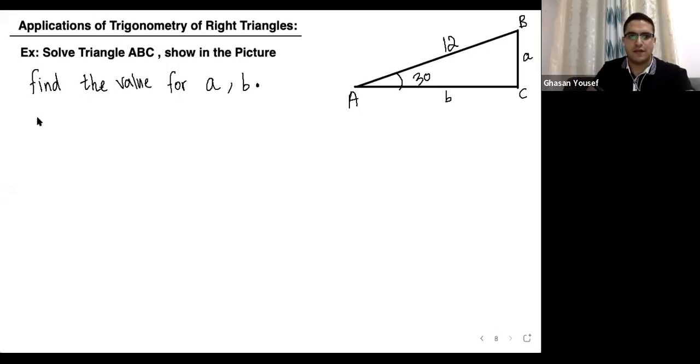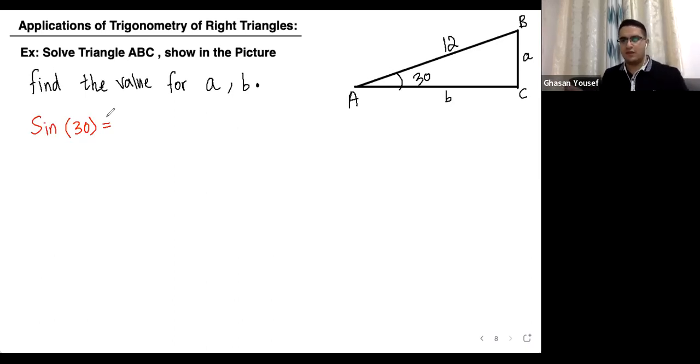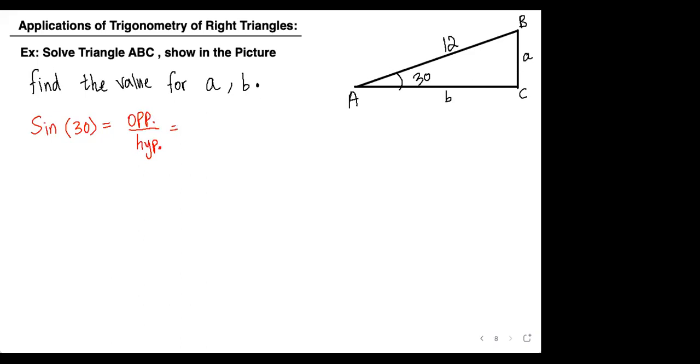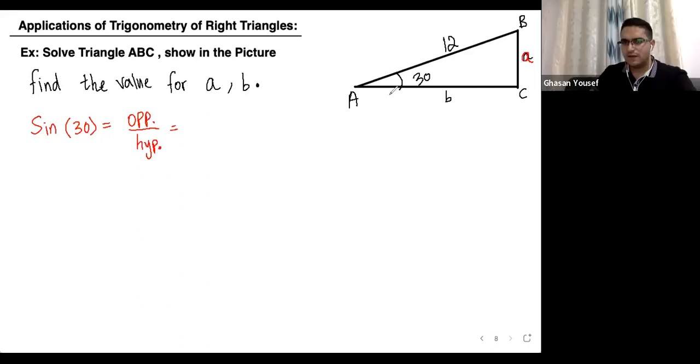So the sine function here, or the sine ratio, of the angle theta. What's the sine ratio equal? The opposite over what? Hypotenuse. Okay. Now, what's the value for the opposite? It is a. And the hypotenuse is 12.